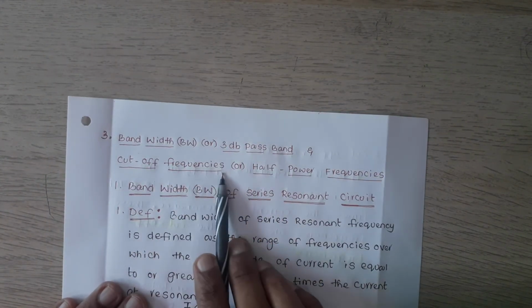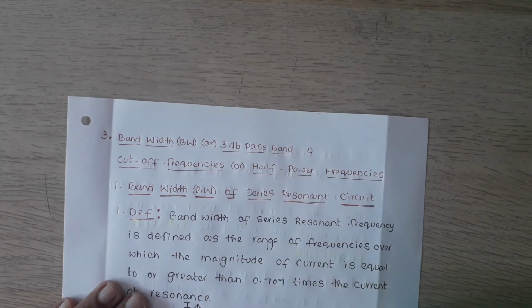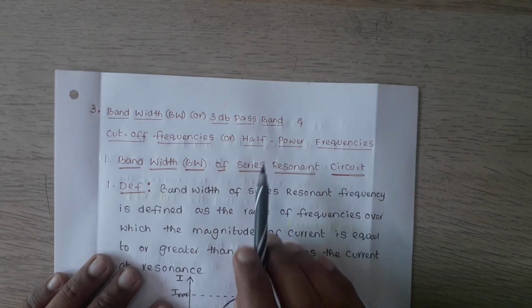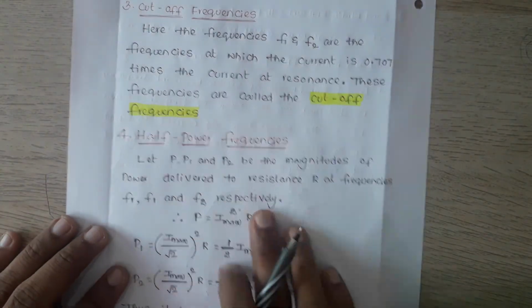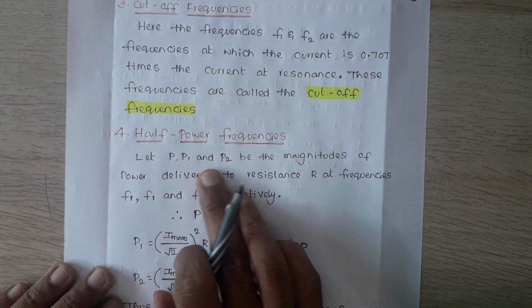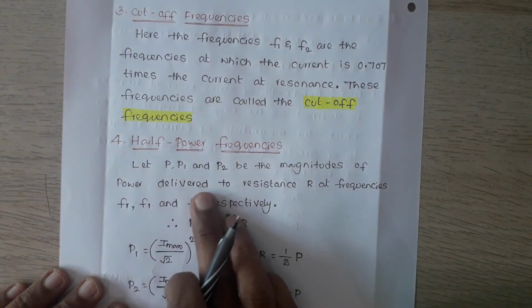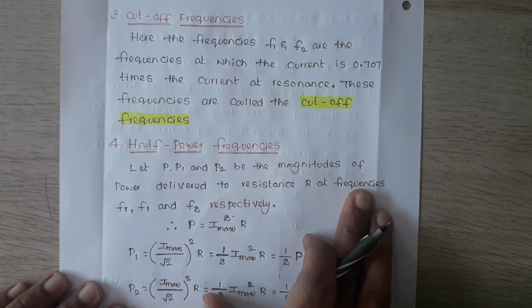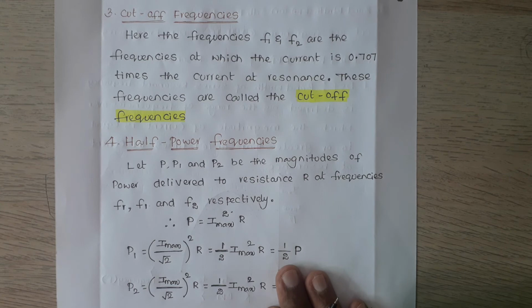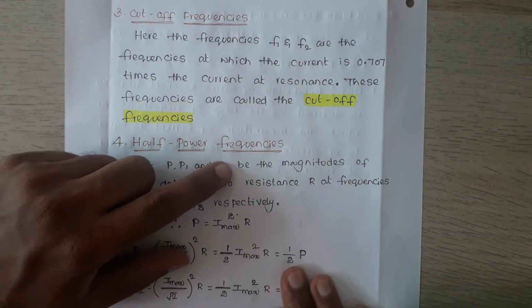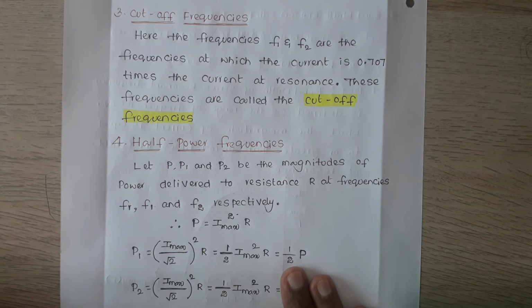Now, cutoff frequencies are otherwise called half power frequencies. The other name for cutoff frequencies is half power frequencies. We see why it is called so. Let P, P1 and P2 be the magnitudes of power delivered to resistance R at frequencies FR, F1 and F2 respectively.